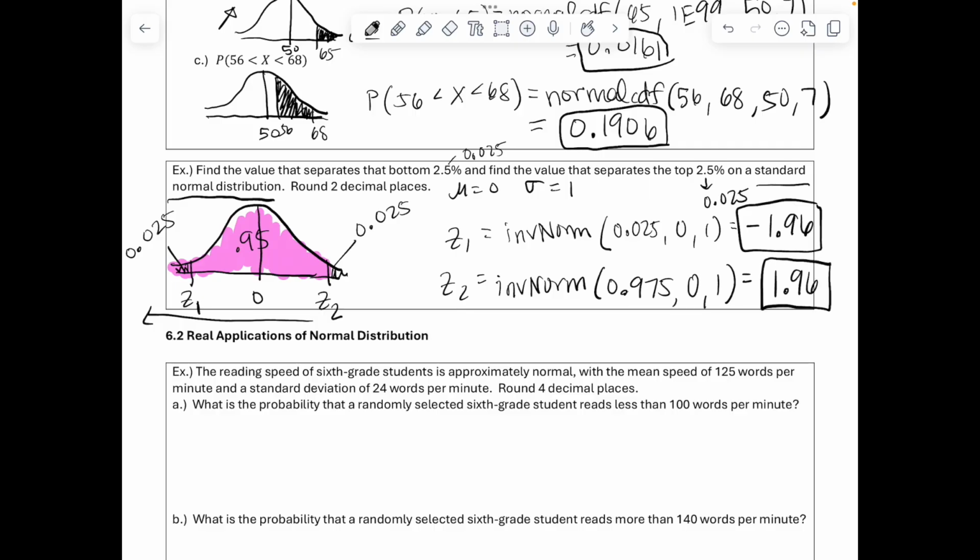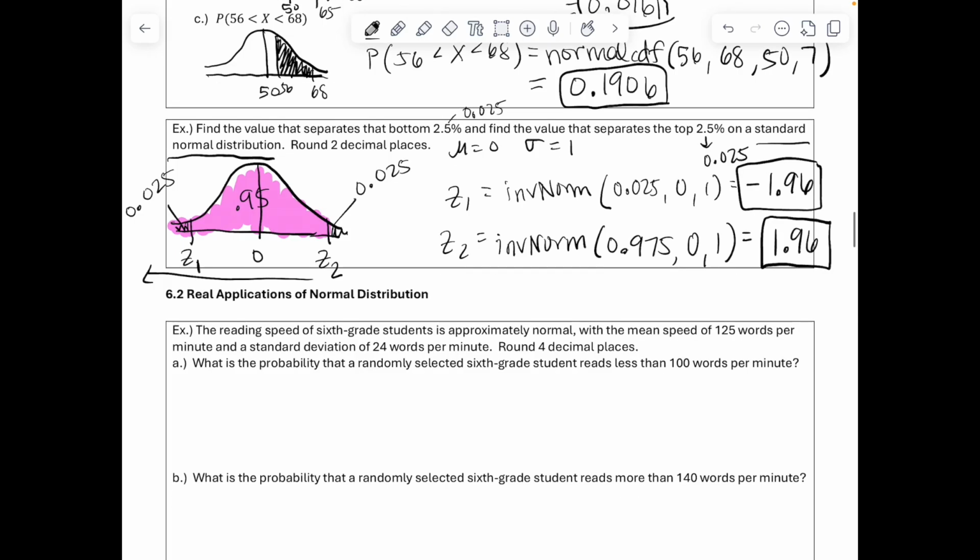So think about why these two numbers are the same, but one is positive and one is negative. Remember that the normal curve is symmetric, meaning that the left and the right half are identical to each other. So those two values are going to be the same, but one is to the left of 0, so it's negative, whereas one is to the right of 0, so it's positive.